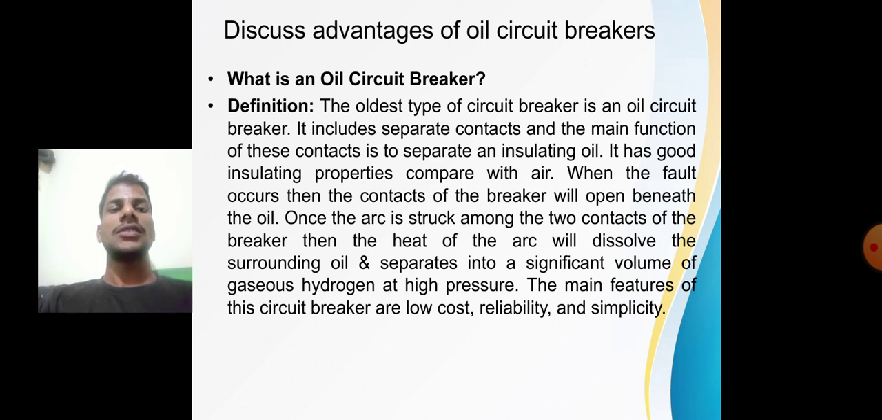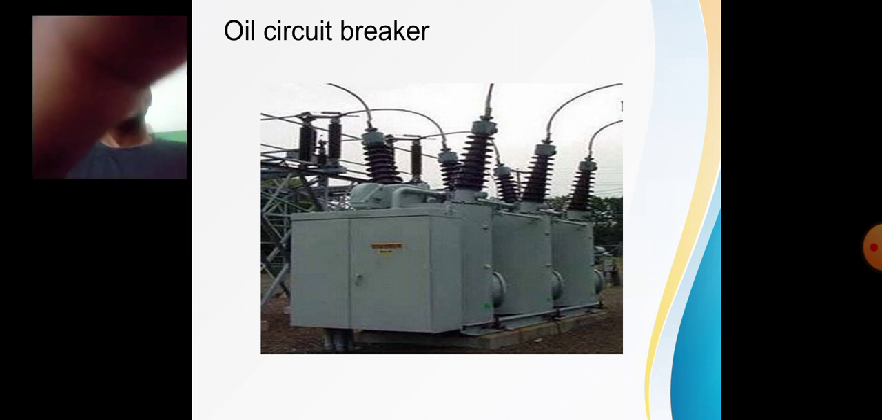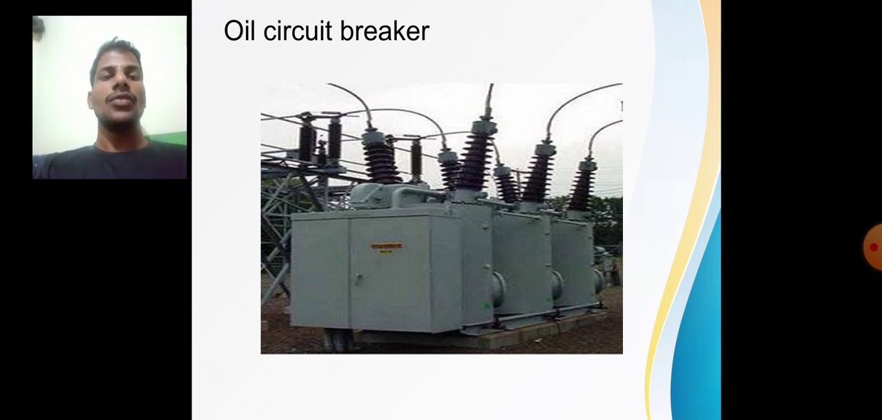When the arc is struck between the two contacts of the breaker, the heat of the arc dissolves the surrounding oil and separates it into a significant volume of gases, carbon and hydrogen, at high pressure. The main features of these circuit breakers are low cost, reliability and simplicity. Oil circuit breakers are used in 11 kV substations, on the distribution side.